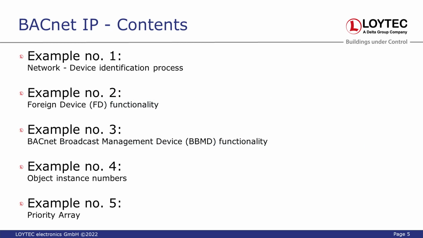Let's continue with the contents of our BACnet IP LSTT today. Example number one is going to be about the network device identification process. Example number two, foreign device, short FD, functionality. Example number three, BACnet Broadcast Management Device, short BBMD, functionality. Example number four, object instance numbers. And example number five, priority array.